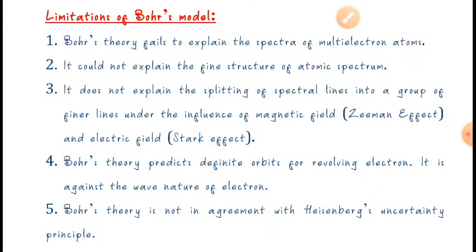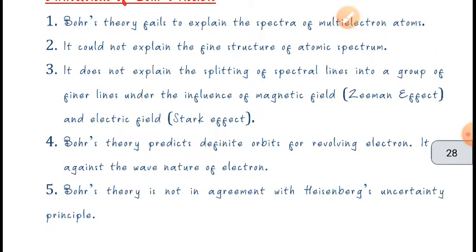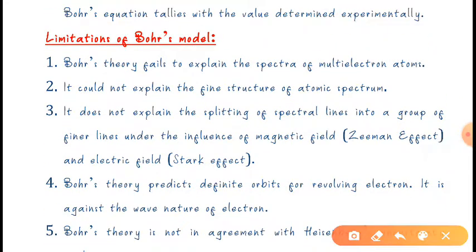Number one limitation: the Bohr model failed to explain the spectra of multi-electron systems. As I have already told you, the Bohr model is just for a single electron system, not for a multi-electron system, so it has failed there. After that, it could not explain the fine structure of the atomic spectrum. It also can't explain the Zeeman effect and Stark effect.